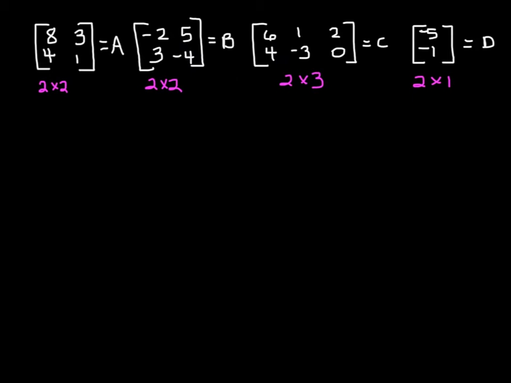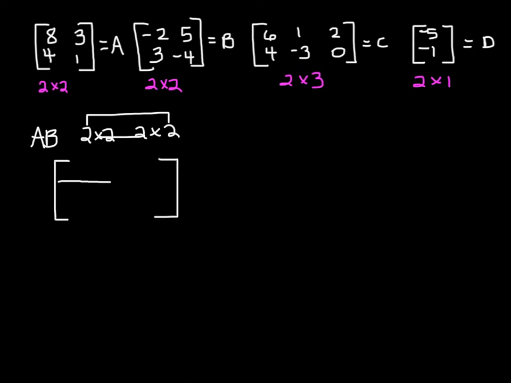Okay, so let's do some multiplying. So we're going to multiply A times B. So the first thing I need to do is figure out if I can. 2 by 2, 2 by 2. These match, so my result is a 2 by 2. When I multiply matrices, I always set up my matrix with blanks. I know it's going to be a 2 by 2, so I'm going to have a number here, a number here, a number here, a number here.